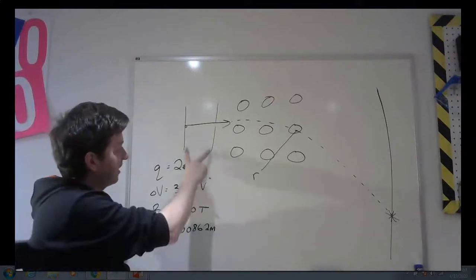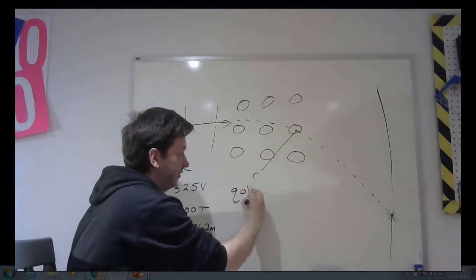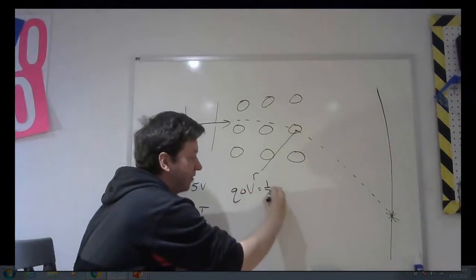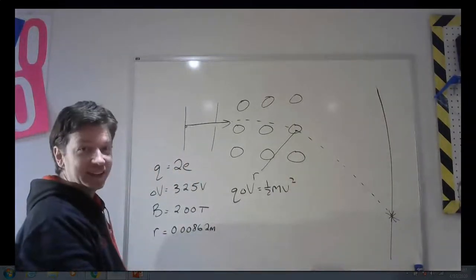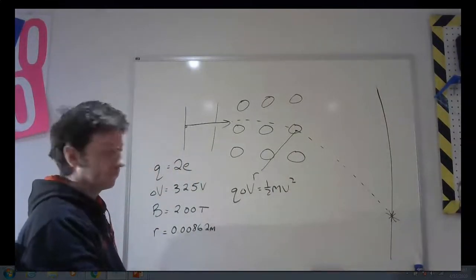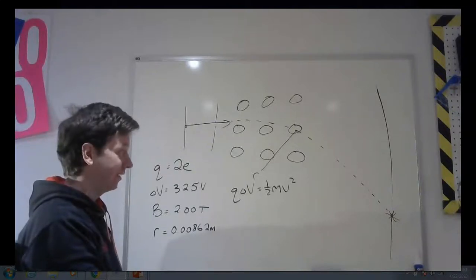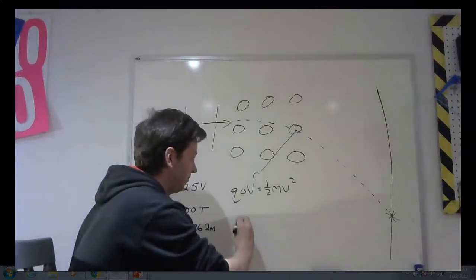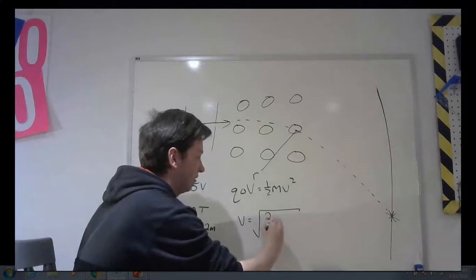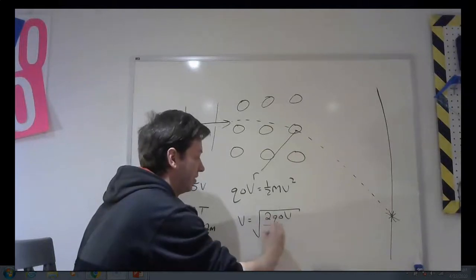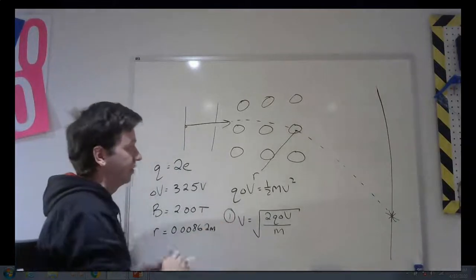Now, if we were to start here, we can say q delta V, the work done, equals a half mv squared. Now you might think, oh, there, I can solve for m. But you can't because we don't know v. You can't find v because we don't know m. But let's solve for v anyways. v equals the square root of 2q delta V over m. Okay, let's call that equation 1.